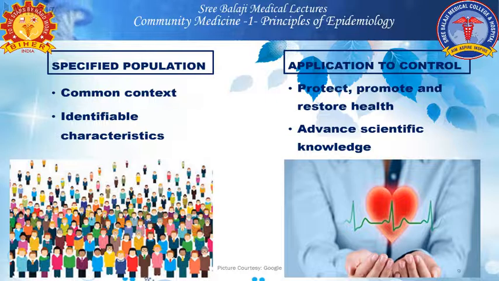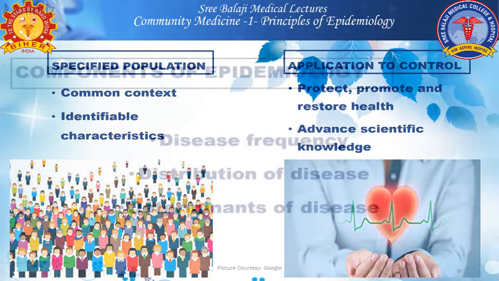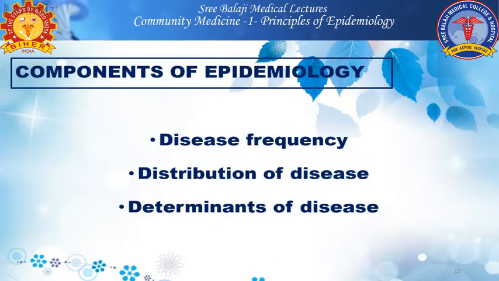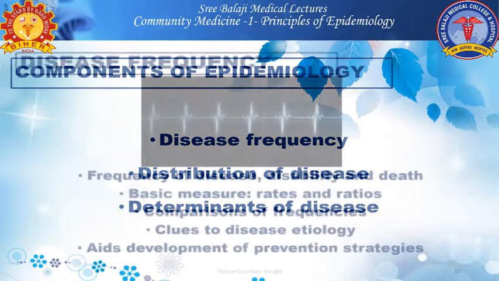And why do we do this? Basically, the main objective of epidemiology is to protect, promote, and restore health, and to have a higher impact on scientific knowledge. That is why this branch was formerly called preventive and social medicine. The basic components of epidemiology include studying the disease frequency, distribution of diseases, and determinants of diseases.